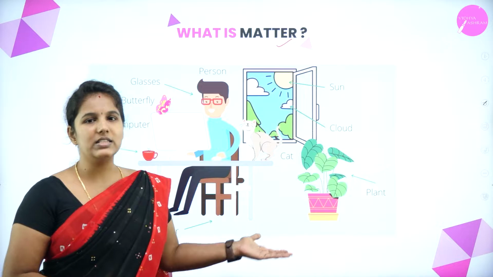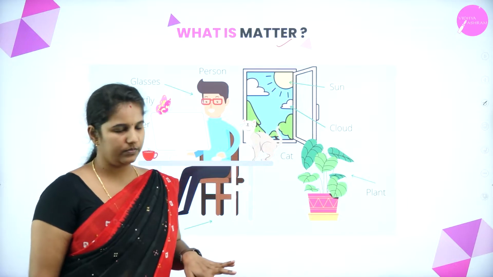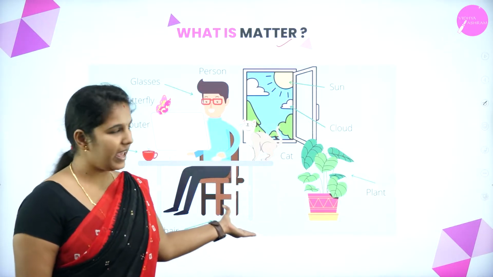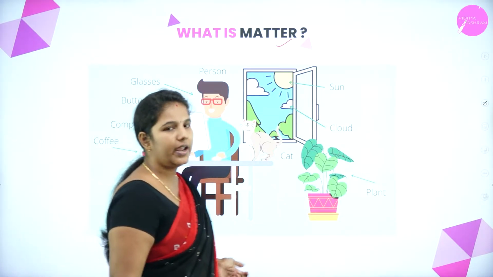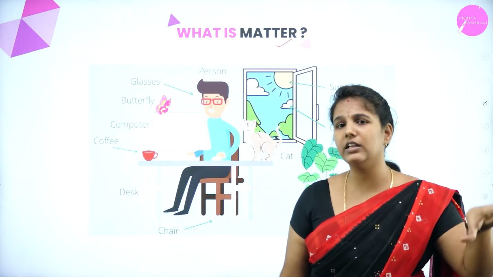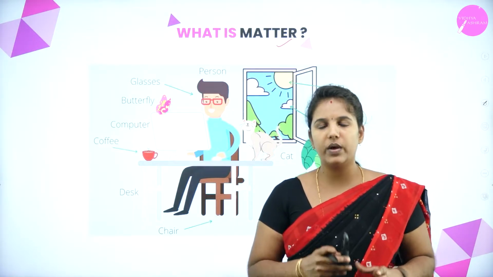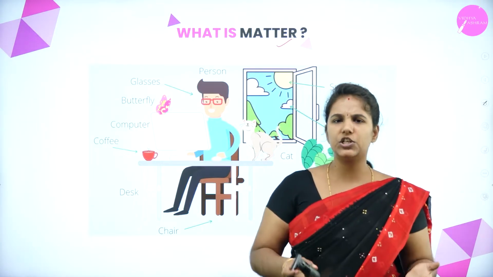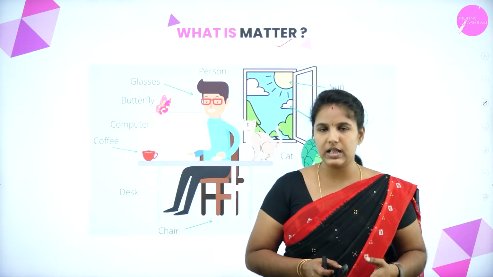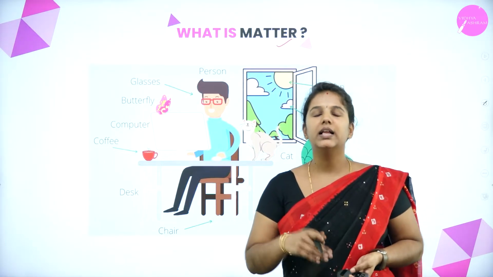Here, you can see a person who sits at a table and is working on a laptop. And if you see the surroundings, you can see a cat, a plant, a window, a cloud, a chair, coffee, everything. So that includes both the living things and the non-living things. All these things have a definite shape, right? So when placed on a table, each object or material occupies a space and has a mass.